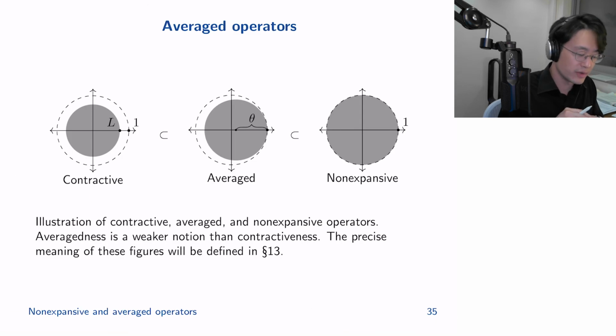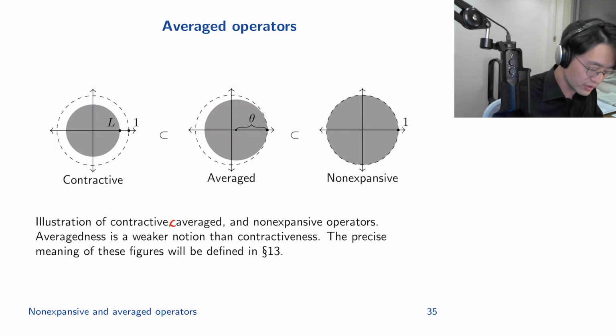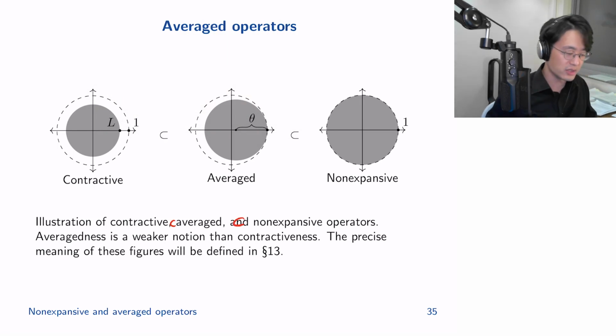So here's an illustration of the notion of contractiveness, averagedness, and non-expansiveness. Note that the set of contractive operators is contained in the set of averaged operators, and the set of averaged operators is contained in the set of non-expansive operators.